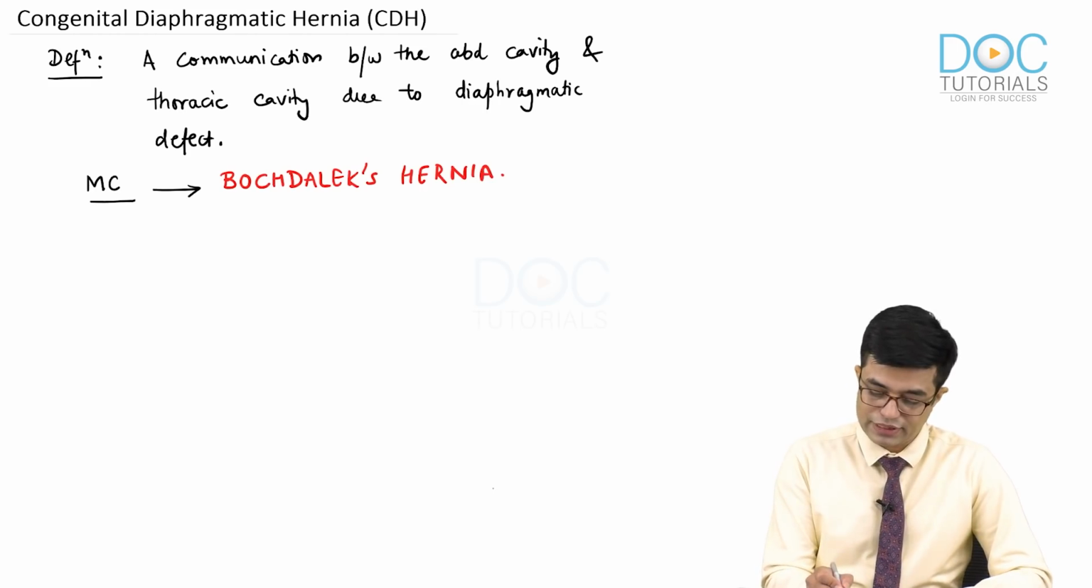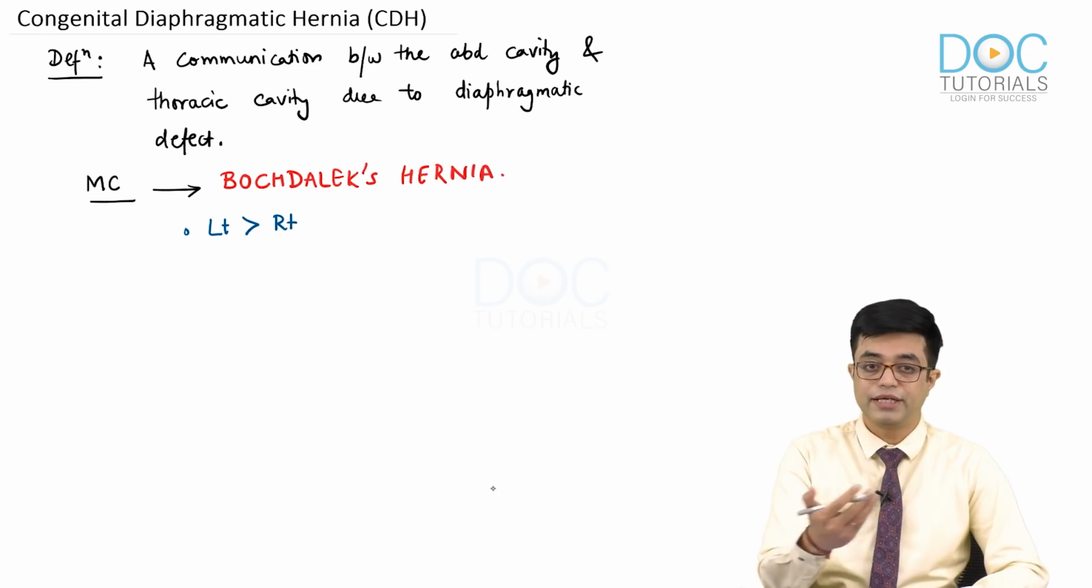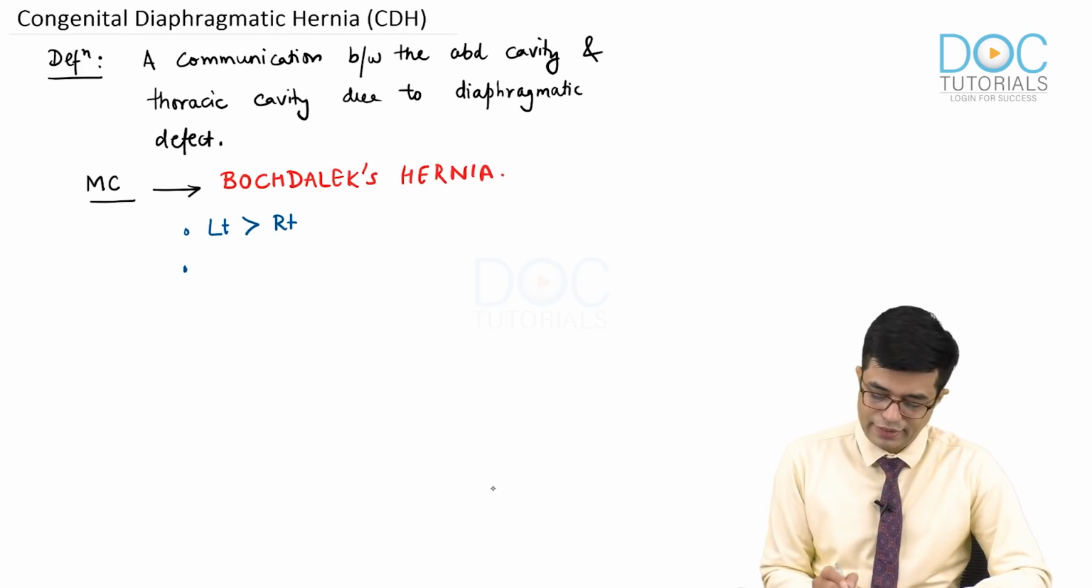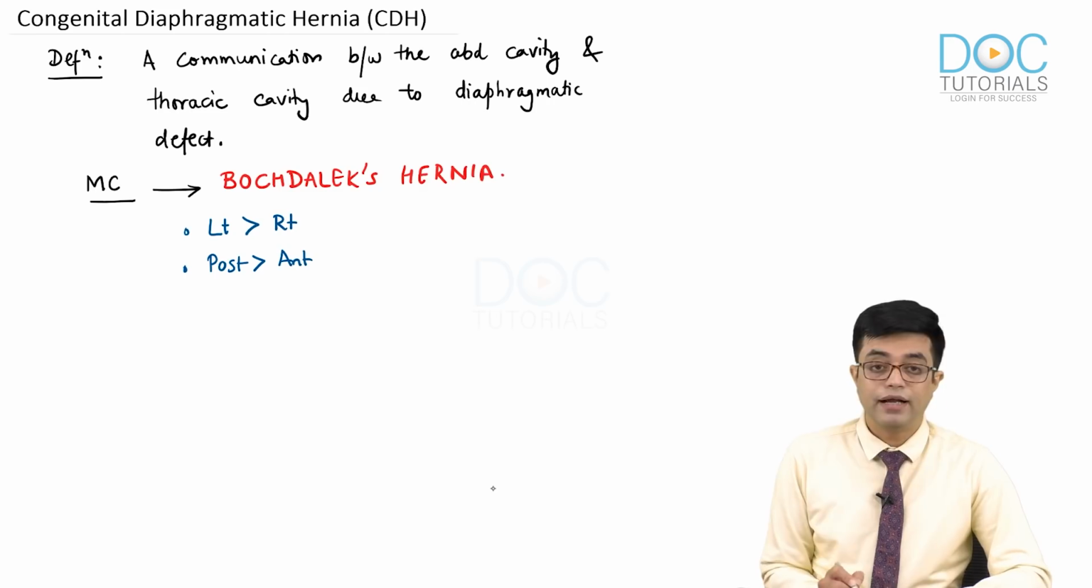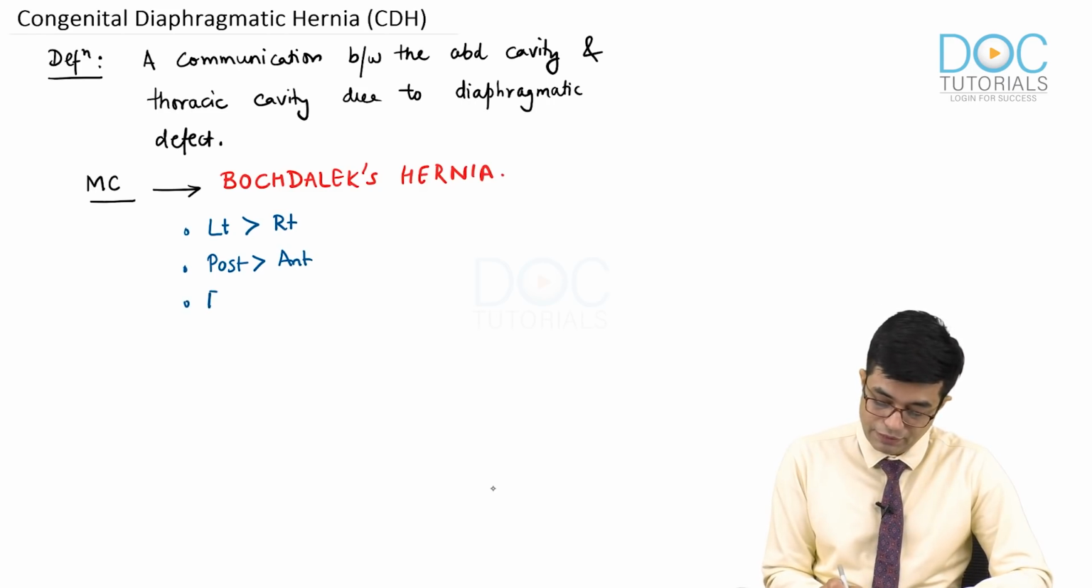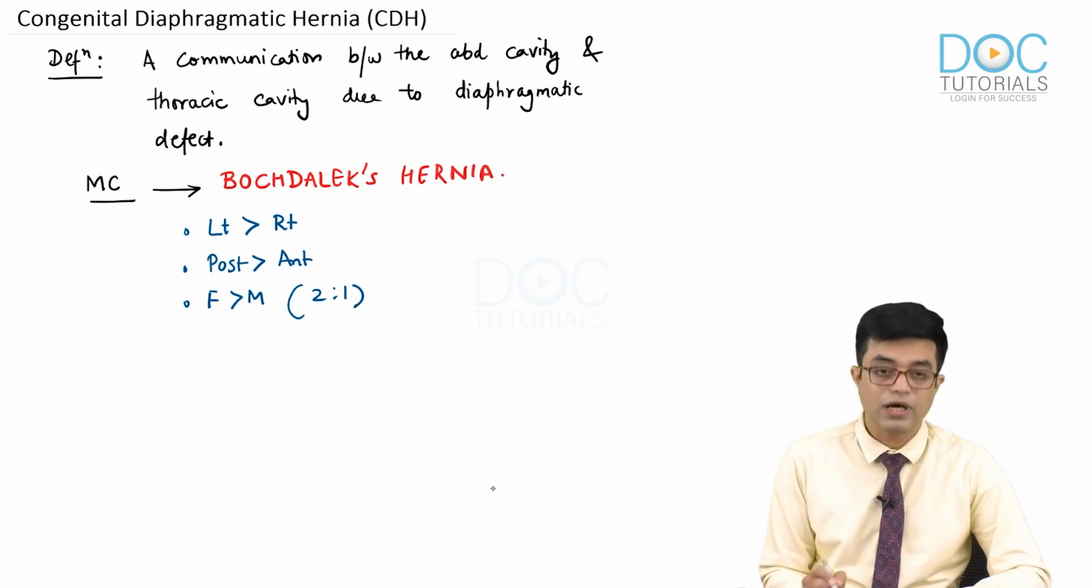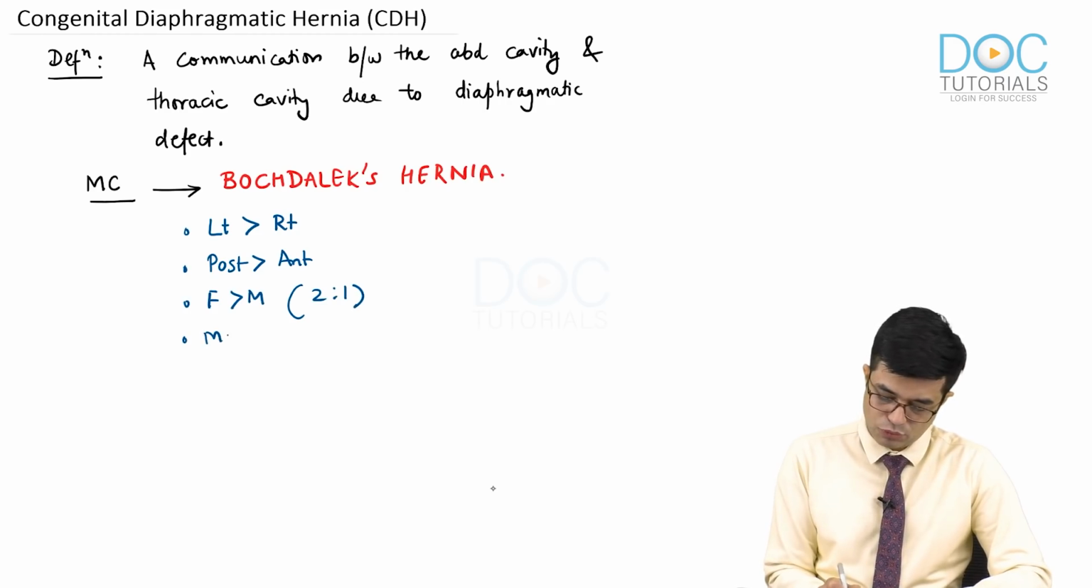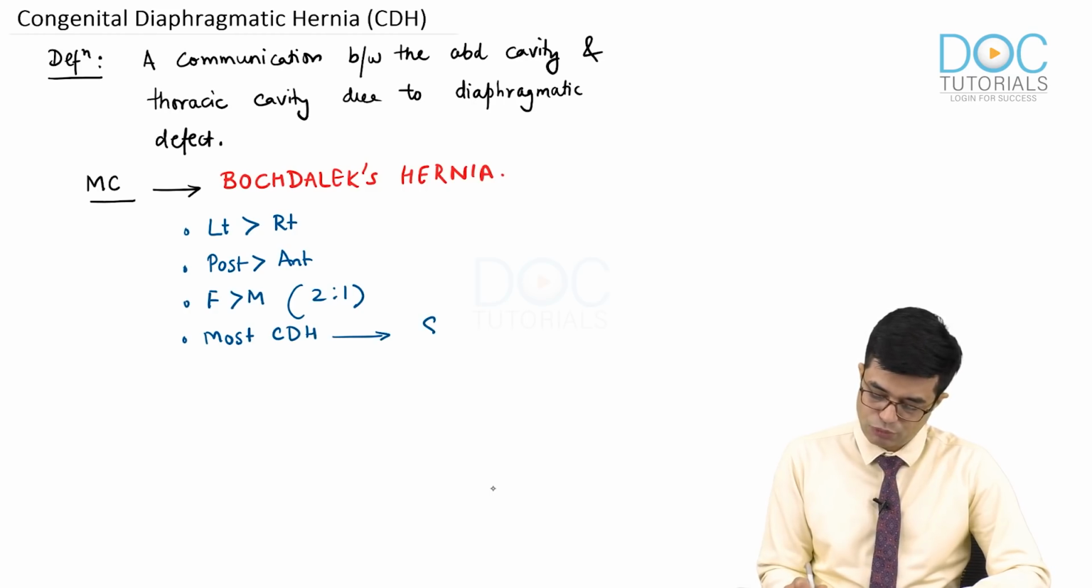What are the things about this that you need to know? First point, it is more common on the left side compared to the right side, almost 90% on the left side. Secondly, it is more commonly present posteriorly compared to anteriorly. And the third important thing is females are more commonly affected than males by a ratio of 2:1. Most congenital diaphragmatic hernia patients have a sporadic condition.